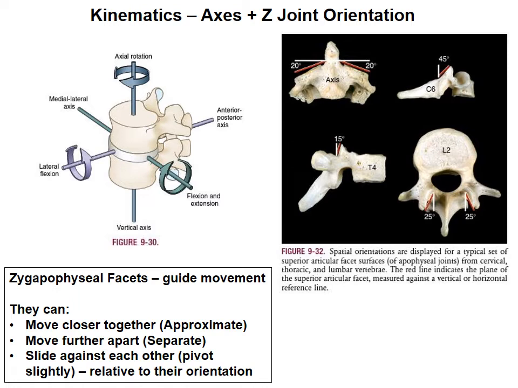In the top right, you can see some examples of the differences in orientation of facet joints. And we've already gone through some of these briefly in the previous lecture. We're going to go through the differences in facet joint orientation in each region in detail.